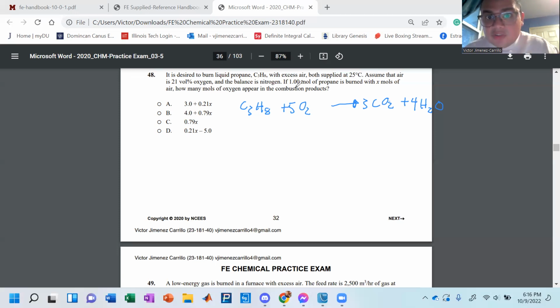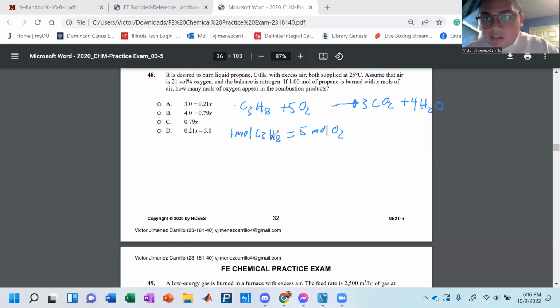And they're also telling you to use 1 mole of propane. Well, if you were to use 1 mole of propane, C3H8, in your head, you should immediately know, based on the stoichiometry of the reaction, you're going to use 5 moles of oxygen, just based on stoichiometry, 1 to 5.